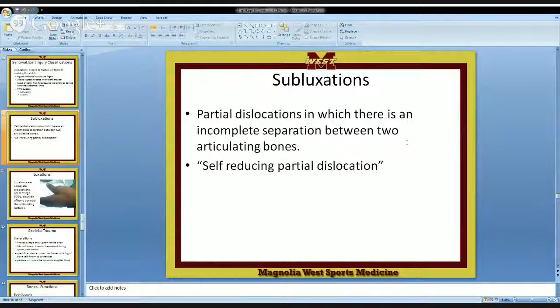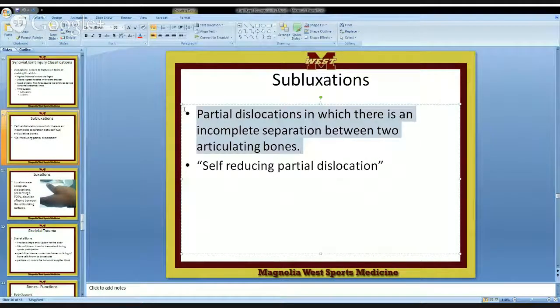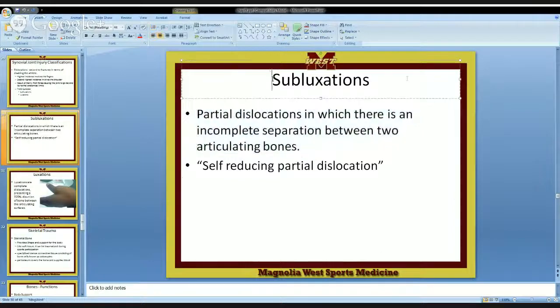Slide 30. All right. Partial dislocations. What are partial dislocations in which there is an incomplete separation between the 2 bones? That's a subluxation. Remember I told you it's a self-reducing partial dislocation of the joint. Self-reducing partial dislocation of the joint. All right, that's slide 30.